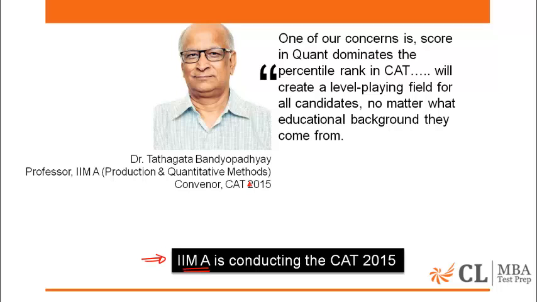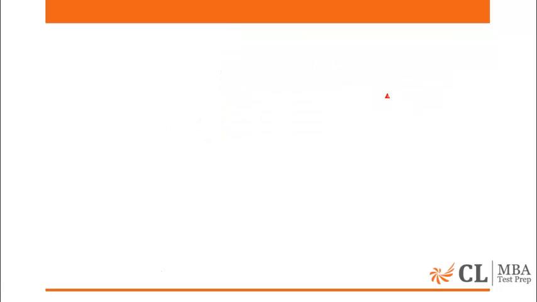But they want to change something. They don't want the quant to dominate, which was one of the reasons that the 2-section paper was converted into a 3-section paper. They also said they want to create a level playing field for all candidates, no matter what educational background they come from. This could probably give us some cue in terms of what could be the difficulty level of quant, or of, let's say, the VRC section, but it is not giving us much information. So we'll have to dig a little deeper.